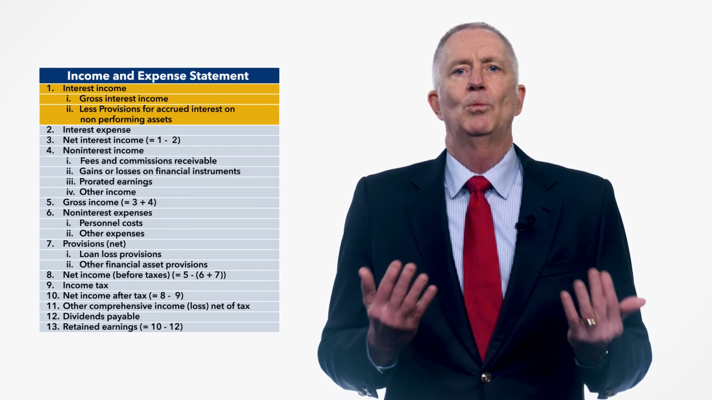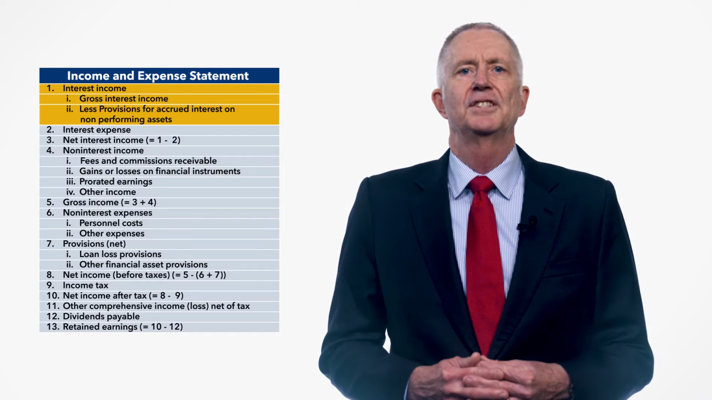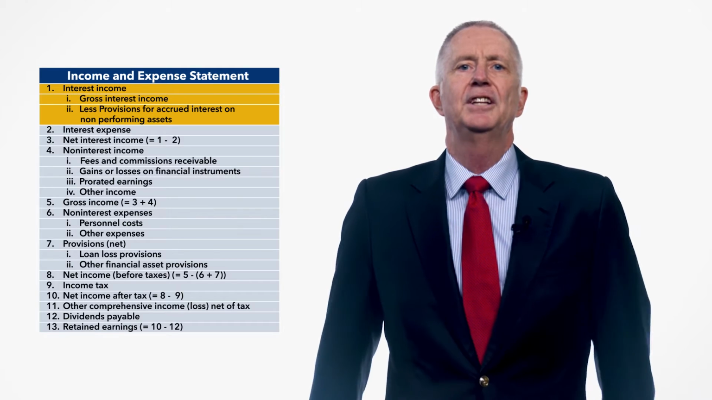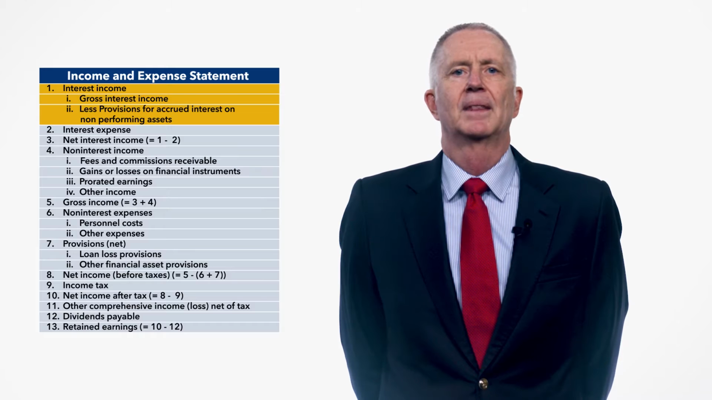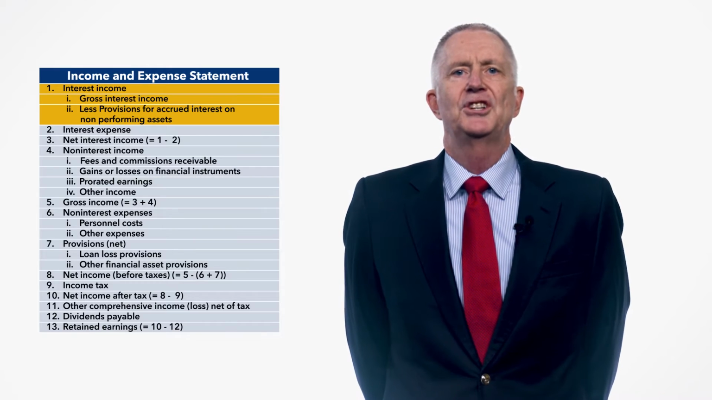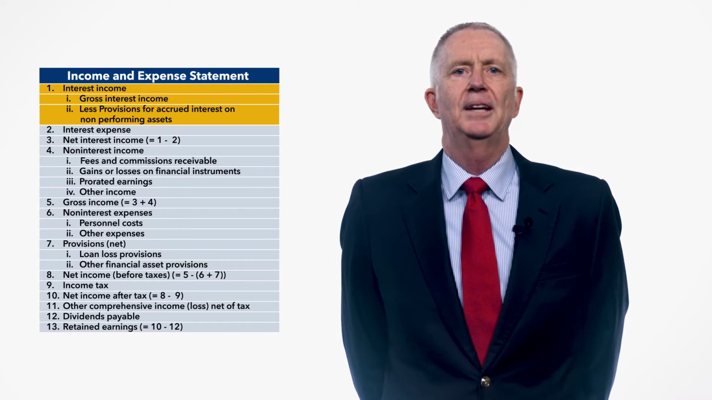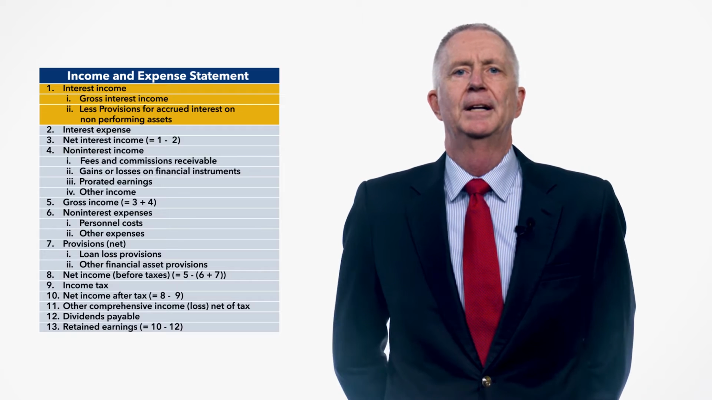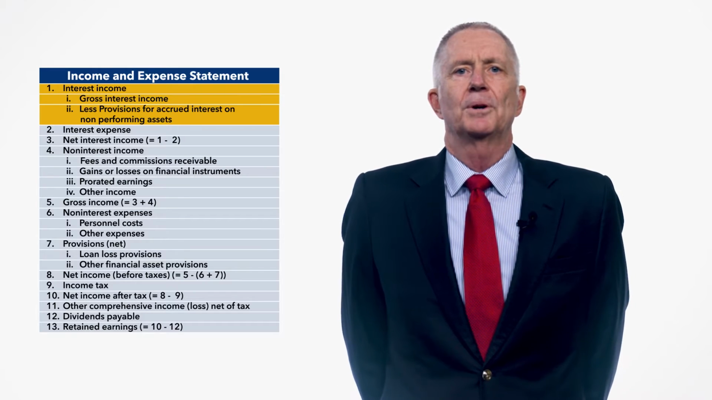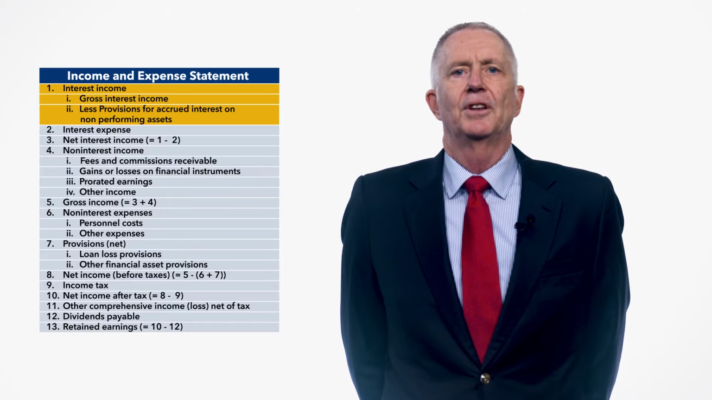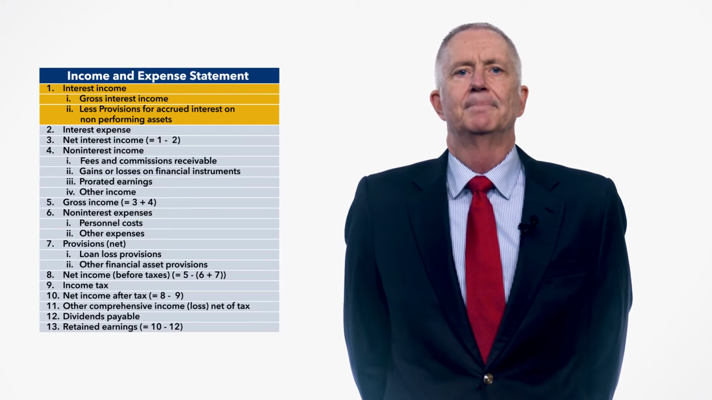Interest income, line 1, includes fees and commissions that are an integral part of the effective yield of a financial instrument. An example would be an origination fee or commission paid by a borrower to obtain a loan. The amount of the fee or commission should be recognized over the life of the loan as interest income.